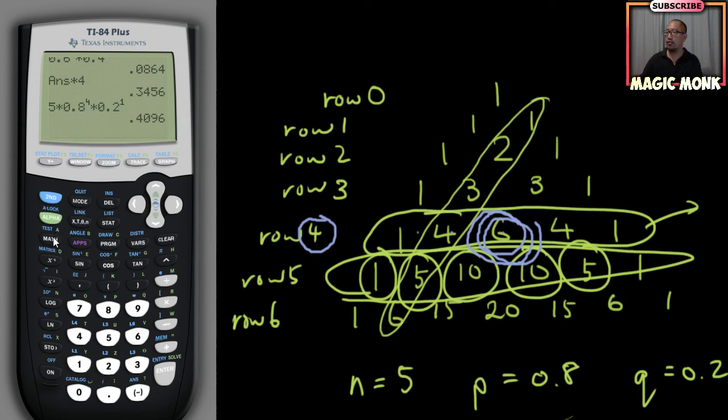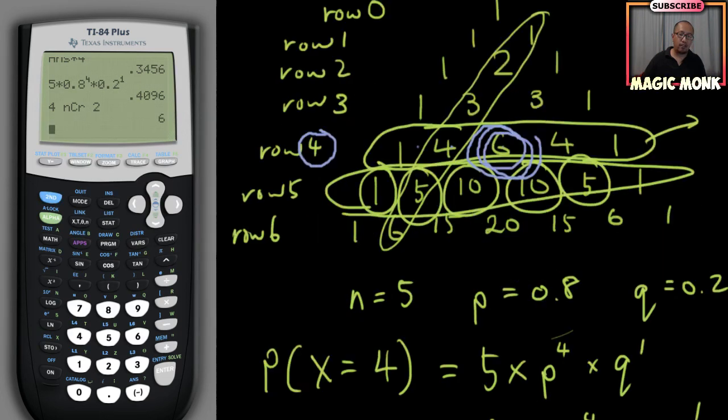So let's just try that. Okay, let's just go row number 4. Let's just go for NCR 2 and see what number it gives me. It should give me 6. Yes. Okay, so this function here basically tells you the corresponding number on your Pascal's triangle.